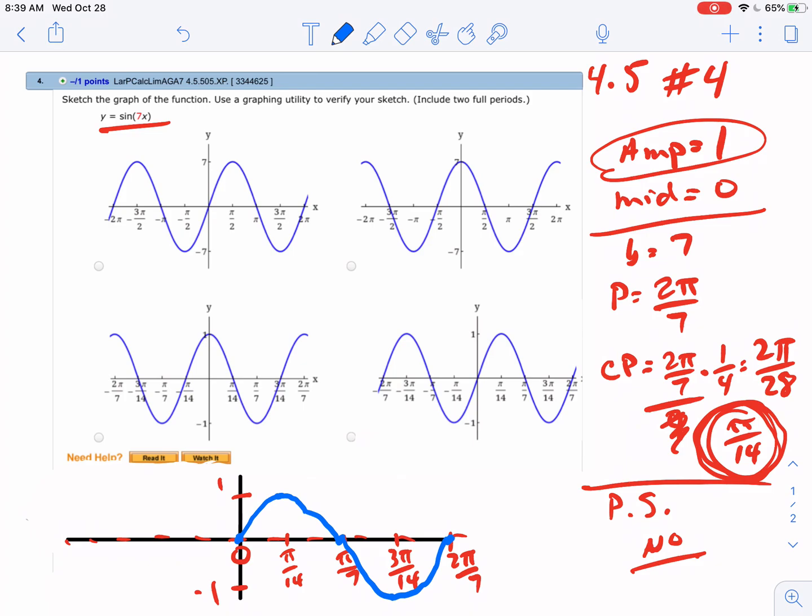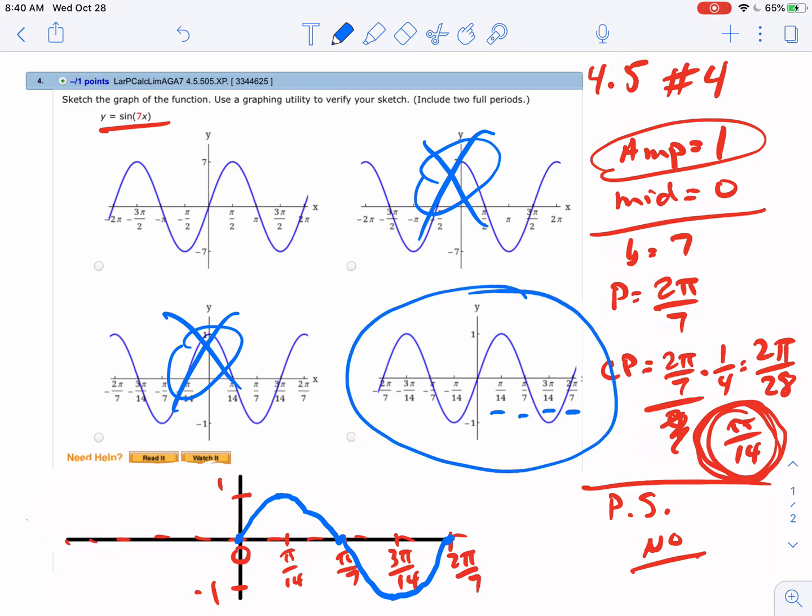So when I look at this one and this one, they start at a maximum, so I know it's not those two. I have to decide between the first and the last graph. And if you just look at the critical values, you can see that this would be the graph I would choose.